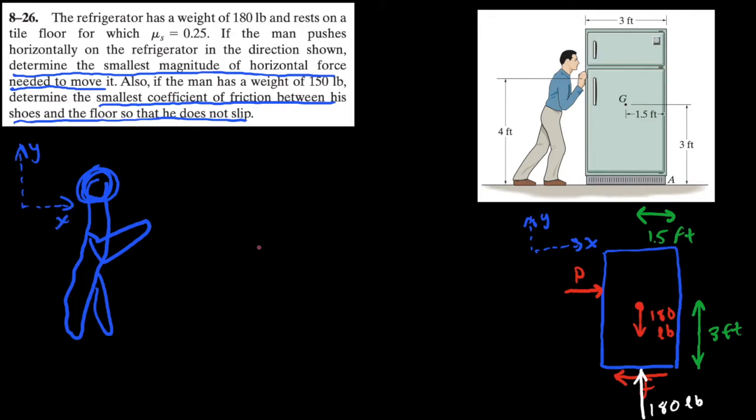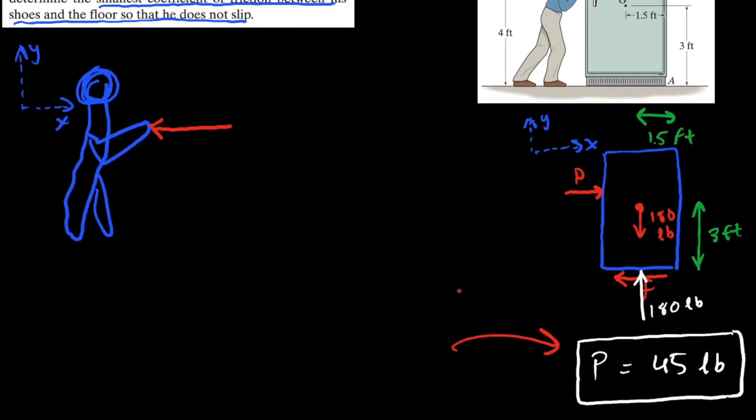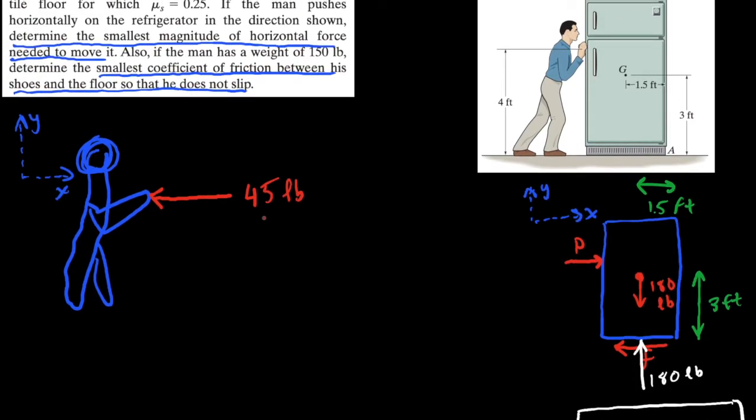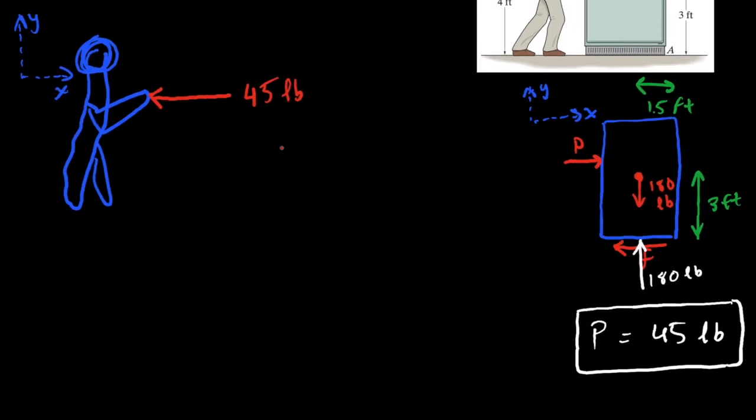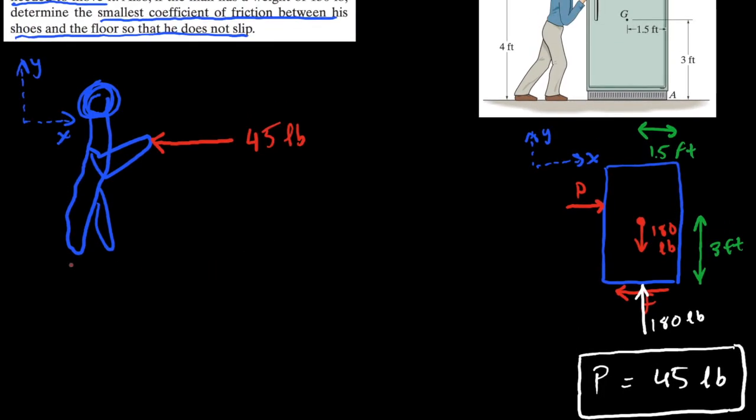Our vectors applying on this guy are the reaction force coming from the refrigerator. So that's that direction. We already know that magnitude because we calculated it in the previous part of the question. So that is going to be 45 pounds this way. And again, the reason why we pick this value is because the question is asking for the smallest coefficient of friction such that during this pushing, he is not slipping. So in addition to this force, he's also experiencing friction at his feet.